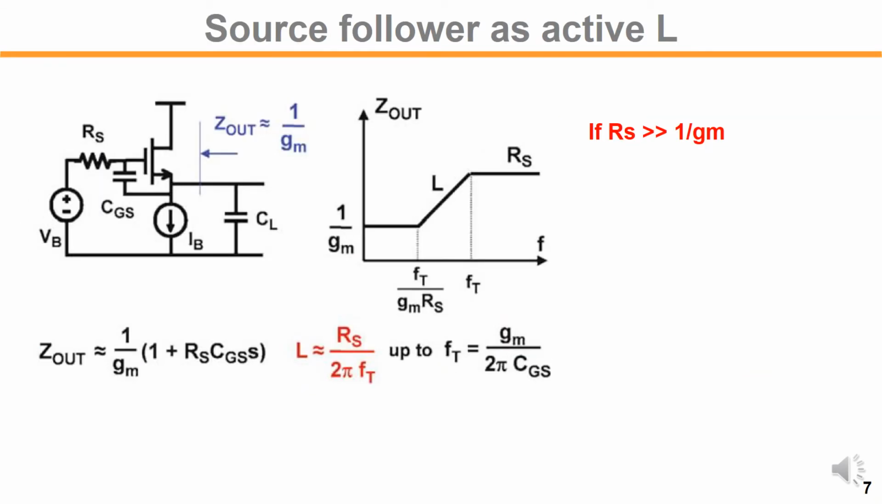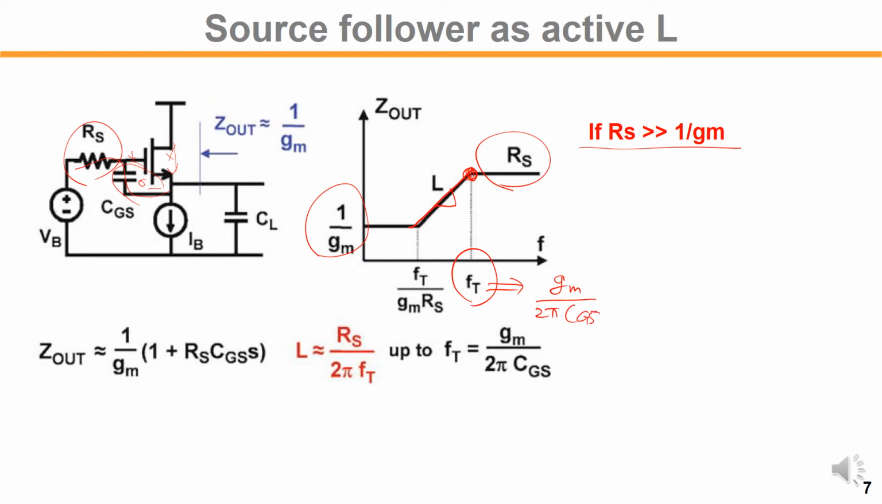Source follower impedance, let's take a look at it. The output impedance at DC is 1 over gm, and at very high frequency the capacitor is shorted, so the voltage drop between gate and source will be 0, and nothing will happen through this. Only Rs is seen at high frequency. If Rs is larger than 1 over gm, we get the inductive region as shown here, and the corner frequency is fT of the device, gm over 2 pi CGS.